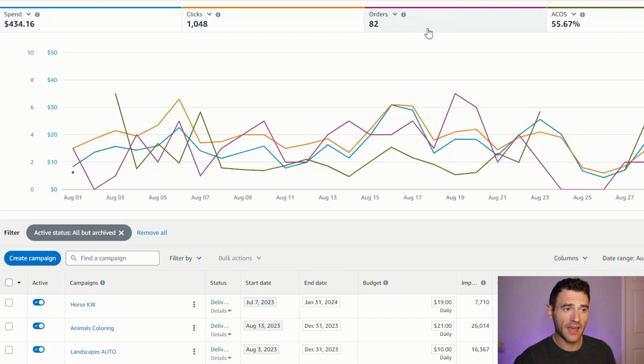Let's pop into my Amazon ads dashboard where we can see the ACOS for August. Now looking here, I've achieved 82 orders at an ACOS of 55.67%. However, without knowing the break-even ACOS of my book, I have no idea how profitable or not profitable that is. But one thing I can say is that is definitely not profitable overall.